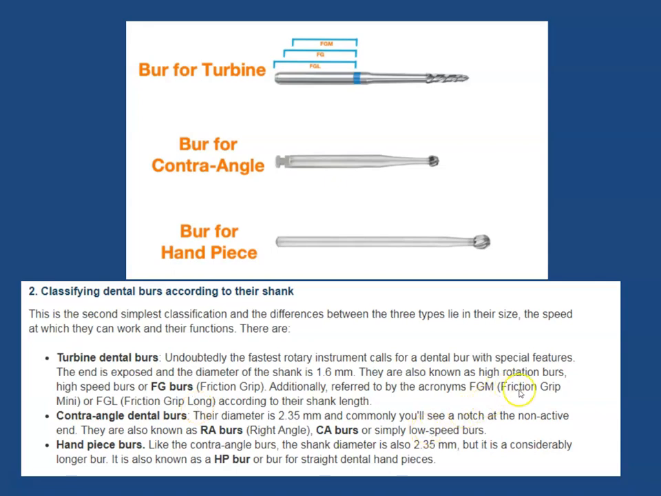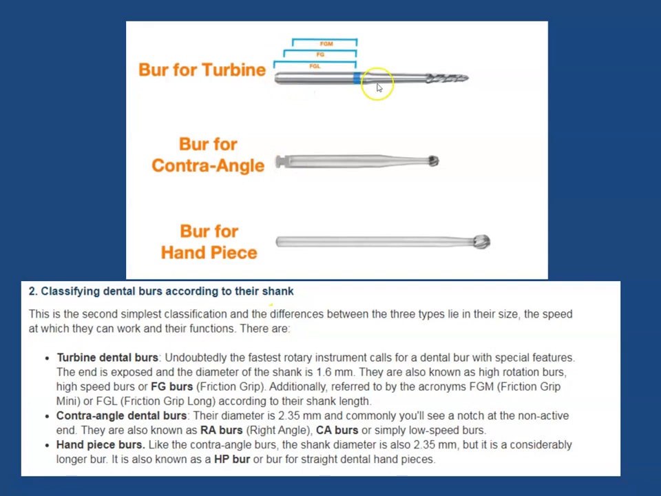And then FGM would be friction grip mini. That's what the letters are over here. So we've got friction grip mini, friction grip, and friction grip long. And as you can see, the mini is short. It would be here. The regular would be friction grip here, and the long one would be extended.